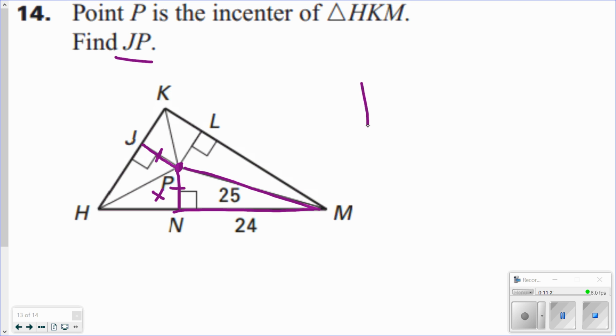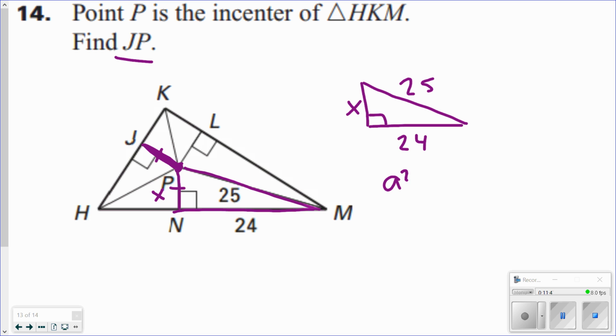So let's redraw this. So here's my 90-degree angle. This is 25, this is 24, and this is X. If I figure out X, I will then know what the length of JP is, because I know that X and JP are congruent. So looking at my triangle, I'm going to need to use the Pythagorean theorem to solve for X. So here we go.